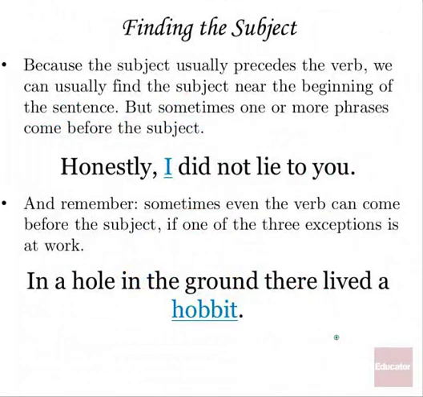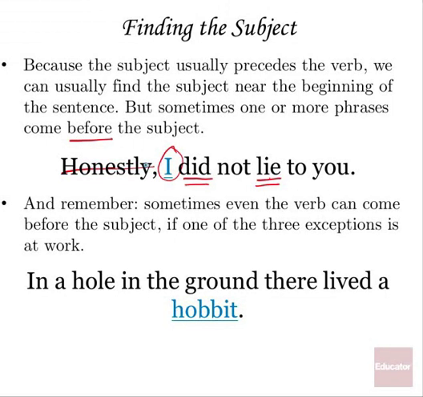All right, how do you find a subject in a sentence? Because the subject usually precedes the verb, we can usually find the subject near the beginning of the sentence. But sometimes one or more phrases come before the subject. So in this case, honestly, I did not lie to you. Well, our verb is did lie. I is who's doing that, and honestly is an adverb coming at the front of the sentence. So don't be fooled, honestly is not your subject.